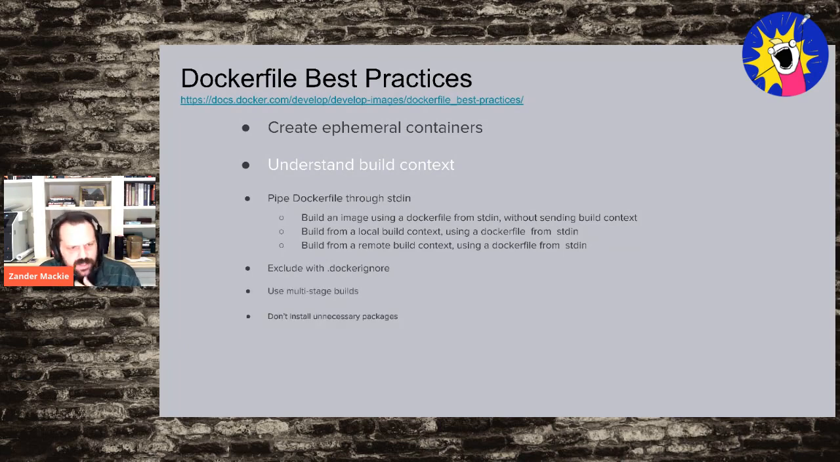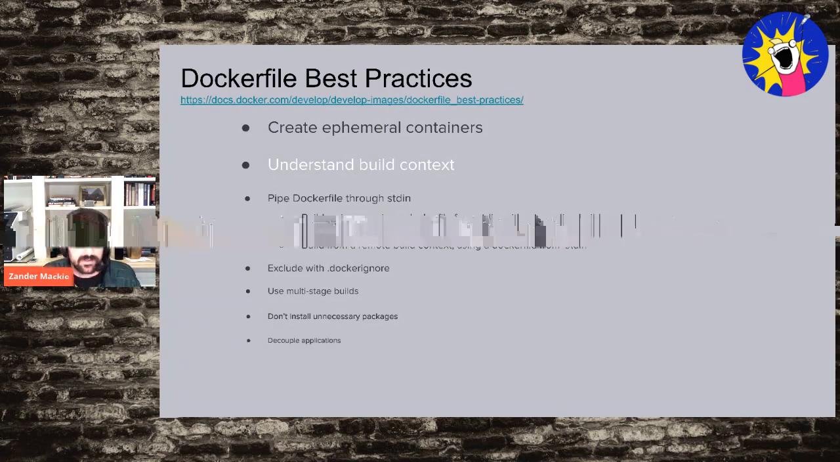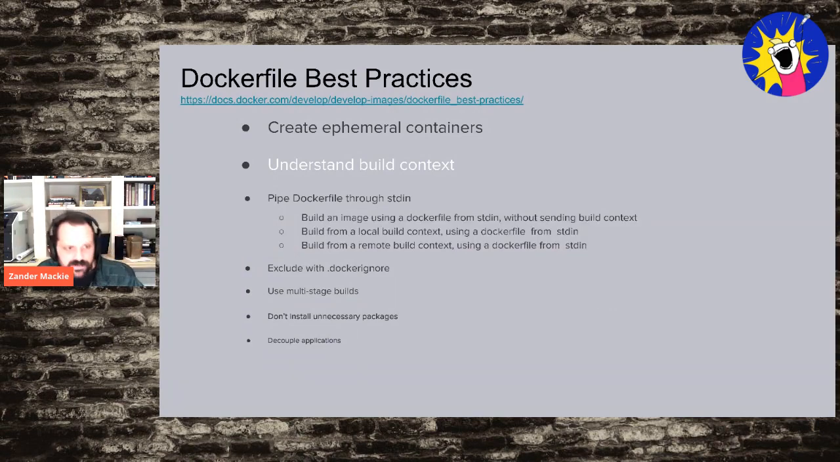Multi-stage builds. Okay, I don't really know what that is. I just want to write my application. Okay, I don't want to install unnecessary packages, but how do I know if they're unnecessary? How am I supposed to decouple it? What about layers? What is even that?